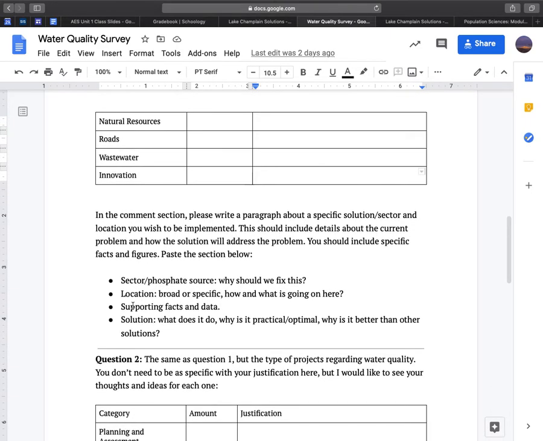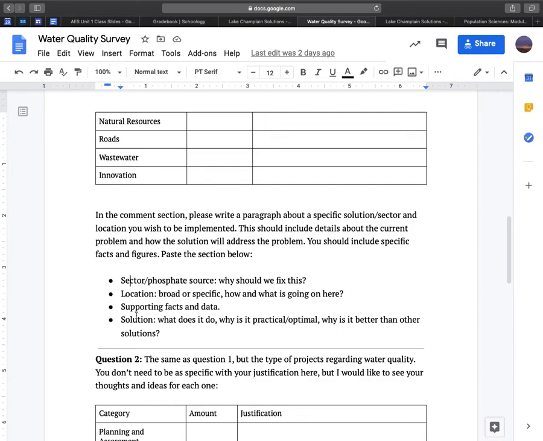Now in the comment section, in the first part of your survey, you're really going to be writing a paragraph about a specific solution and sector that you wish to be implemented. Ideally, this is your own Jamboard. You want to be telling the state, in a paragraph of about 6 to 8 sentences, the source and sector, so maybe agricultural runoff, the location, Otter Creek, and supporting facts and data that really tell the ANR why this is a problem that needs to be addressed sooner than later.